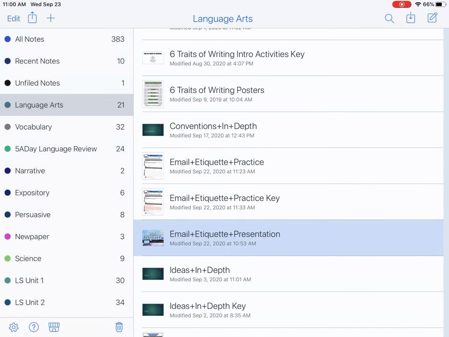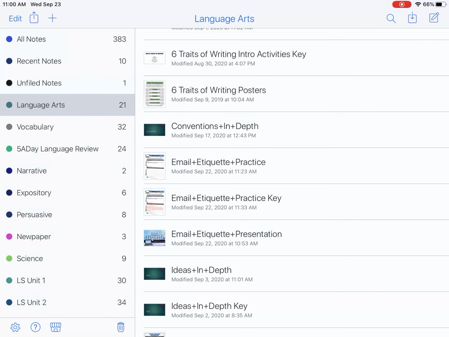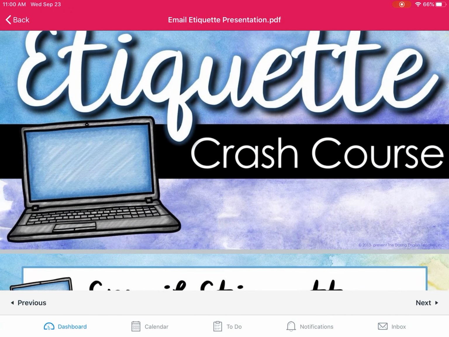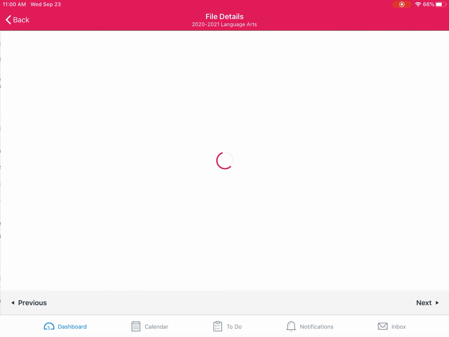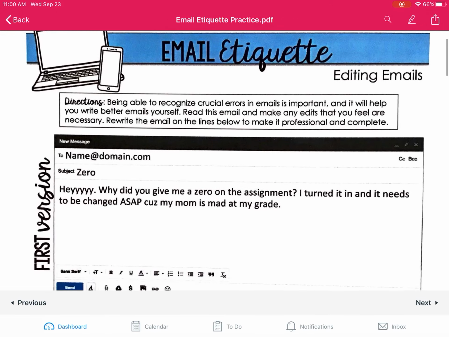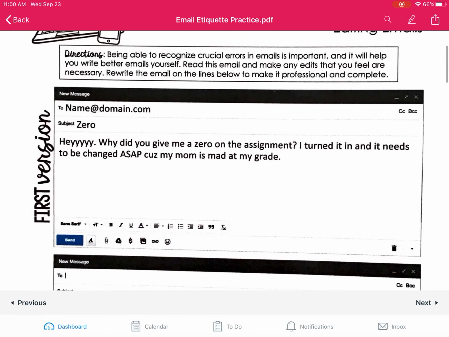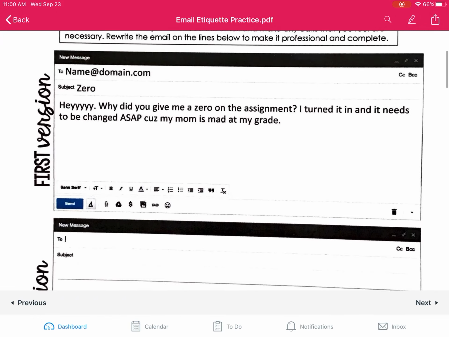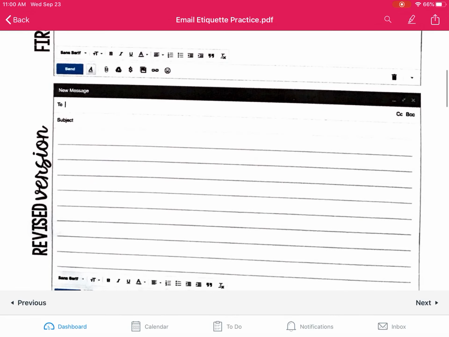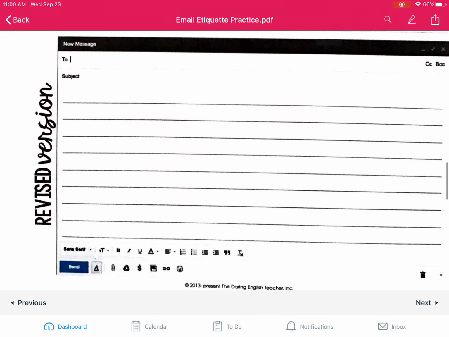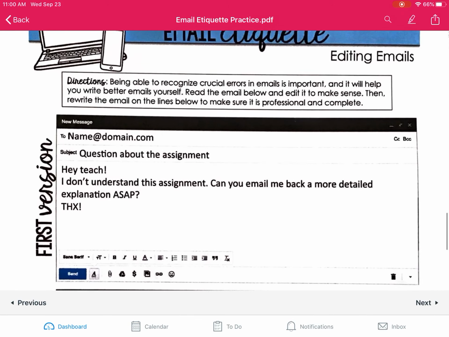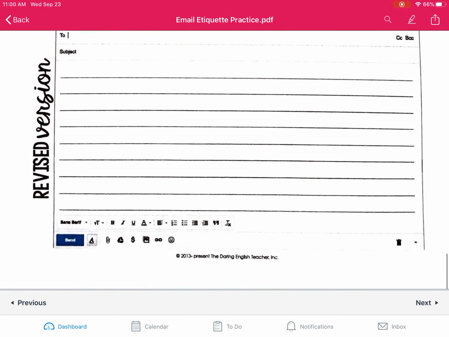Okay, so then what we did is we went back to our agenda, and then we got into breakout rooms, and everyone completed this email etiquette activity where you were given an email and then you had to revise it and make it better. And there were 3 of them. We did it as groups, and then we came back together and kind of discussed what everyone came up with.